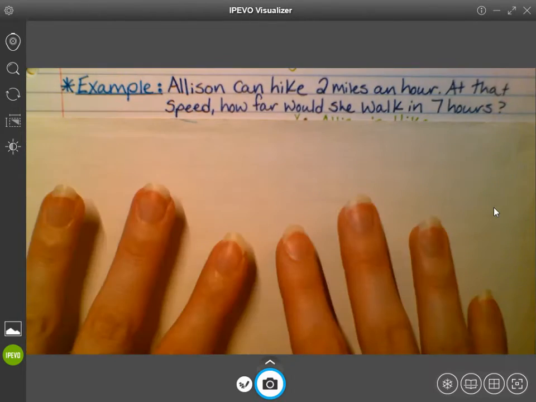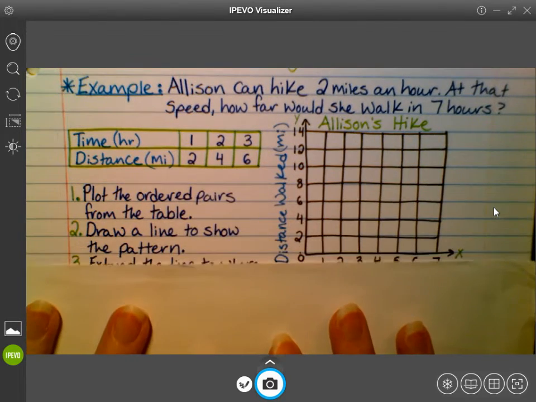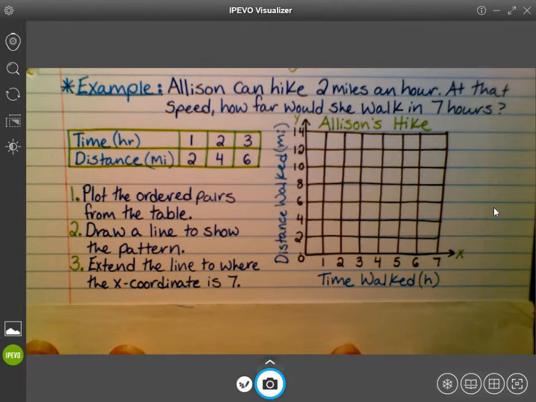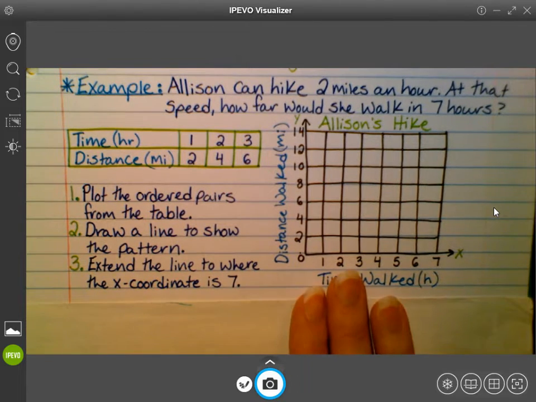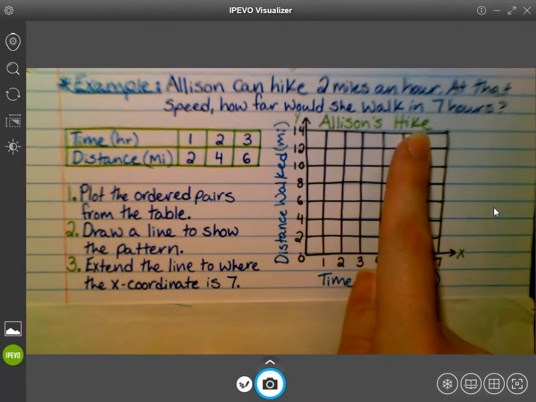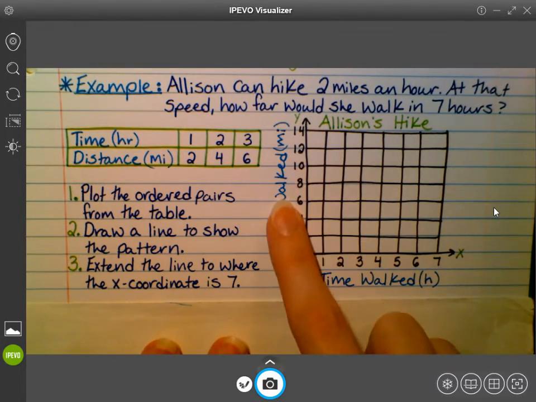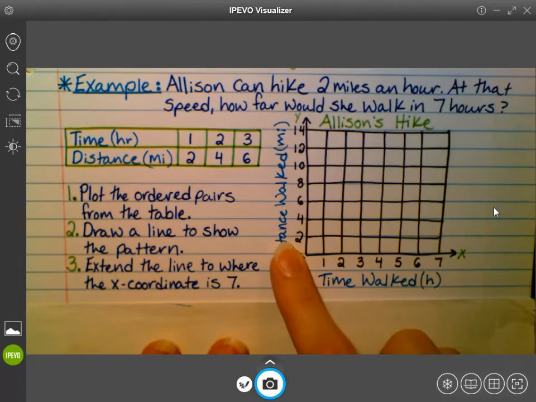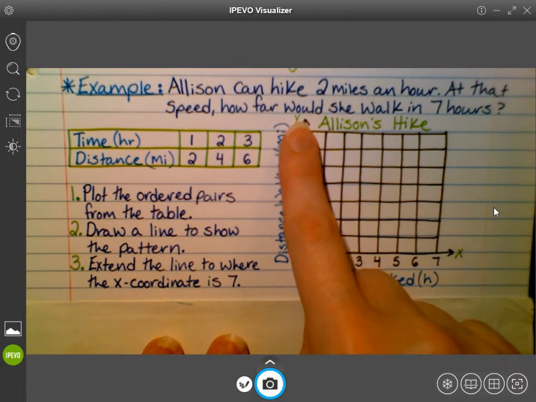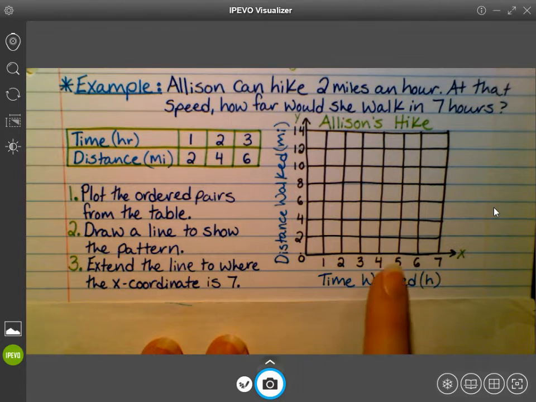On your homework, you are going to have a graph, a table, and directions. So I'm going to explain. You can see over here we have this coordinate grid. It's titled Allison's height. Don't write it down yet. We can see that our y-axis, labeled y, is the distance walked, in miles. The x-axis, labeled x, is the time that it was walked, in hours.